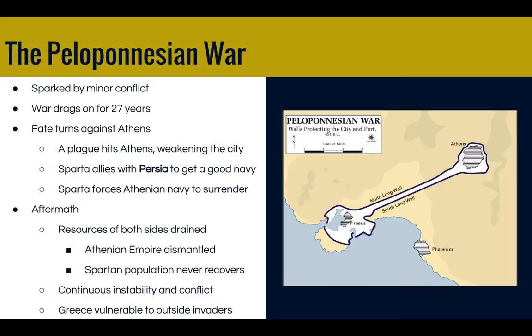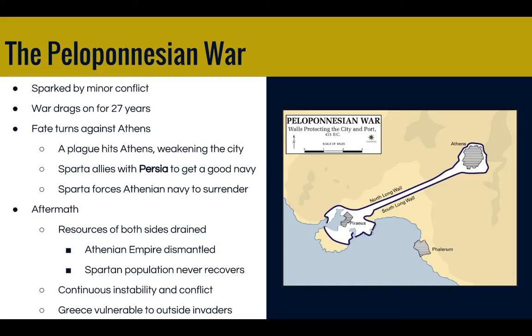As a result of defeating Athens at sea and the weakening of Athens due to this plague that had hit their city, we see technically Sparta and their allies end up winning. But overall, the resources of both sides are drained after 27 years of war. The Athenian Empire breaks up and is dismantled, but Sparta had lost so many people in this 27 years of war that their population is never going to recover, and they will be permanently weakened as well.